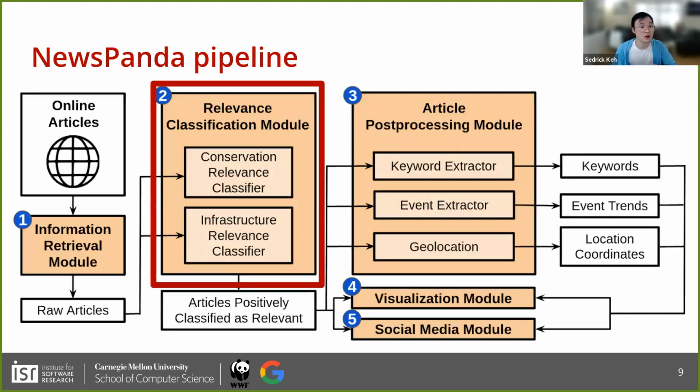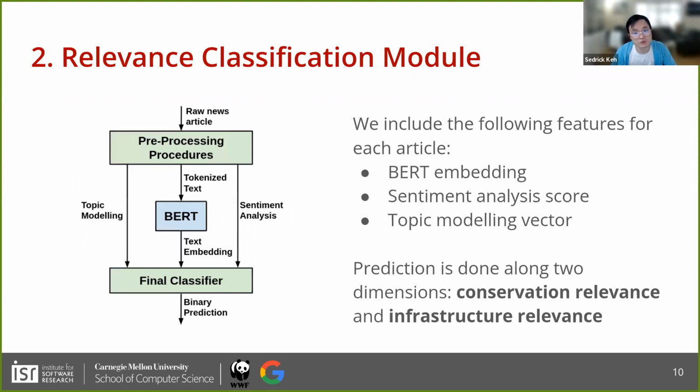Now that we have a list of articles for each week, the next step would be to classify which of these articles are relevant to conservation or infrastructure and which of these articles are not. For conservation relevance and infrastructure relevance, we use the same backbone model, but different models for both. So once we have the article, we then extract the BERT embedding. Specifically, we use the Roberta model. Then we also extract the topic modeling vector as well as the sentiment analysis score, and these are just to enhance the embedding.